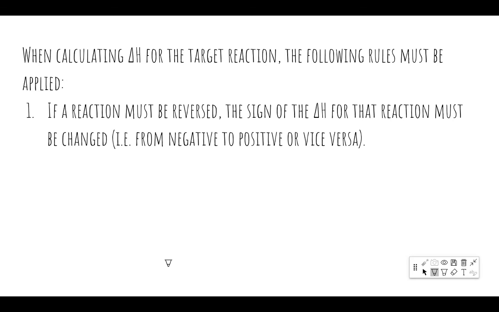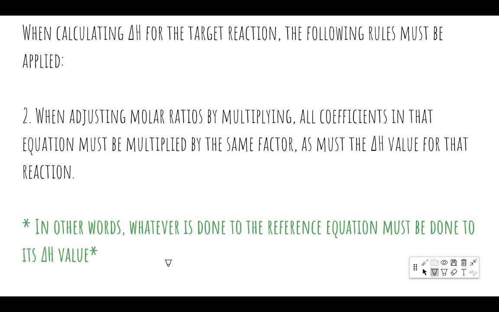So just to summarize, if a reaction must be reversed, the sign of that delta H must be changed, right? So if it's a negative, it goes to a positive. If it's a positive, it goes to a negative. And secondly, when you're adjusting molar ratios, if you're changing those coefficients, you're multiplying by a factor. That same factor has to be multiplied to that delta H value as well. So in other words, both of these points can be summarized by saying whatever you do to the reference equation, you have to do to its delta H value as well.